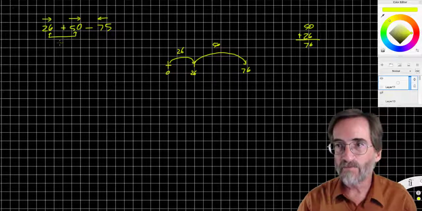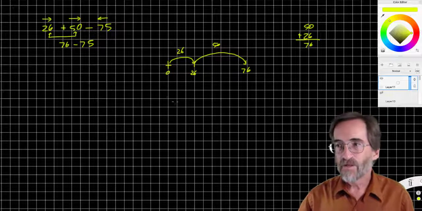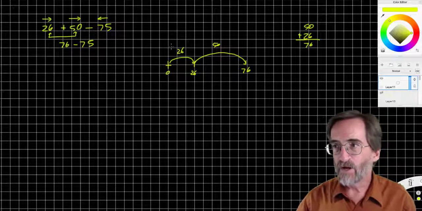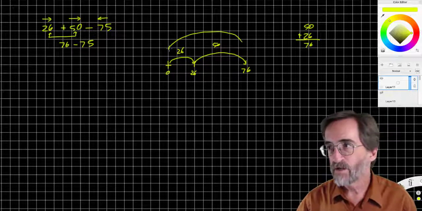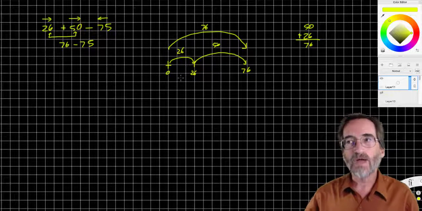Okay, now we're at 76. So my problem now is 76 minus 75. Okay, so think of it again on the number line. I've gone to the right 76. But now I'm going to go to the left 75.